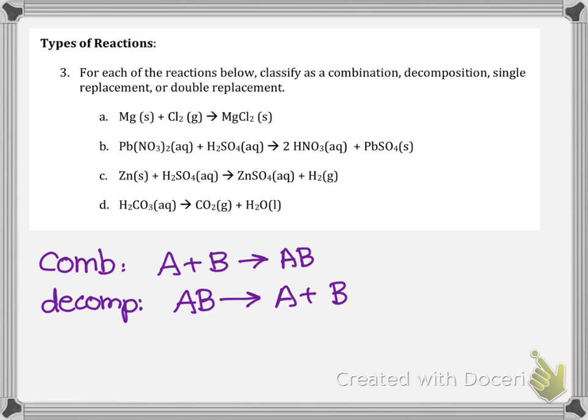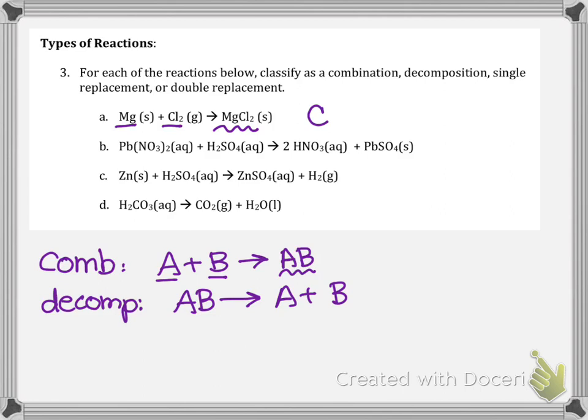So let's see if we can look at the equations and see if we can find combination and decomposition. Well, look here. Here's two pieces and they come together to make one thing. Well, that's like this. Two pieces come together to make one. So this is combination. I'll just put a C.